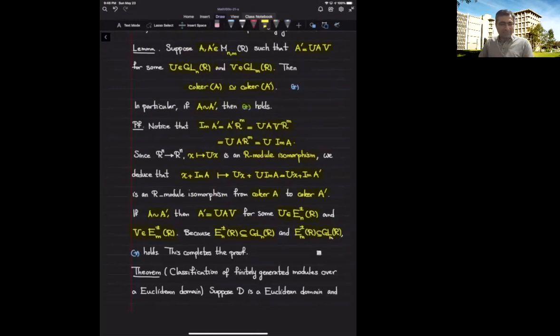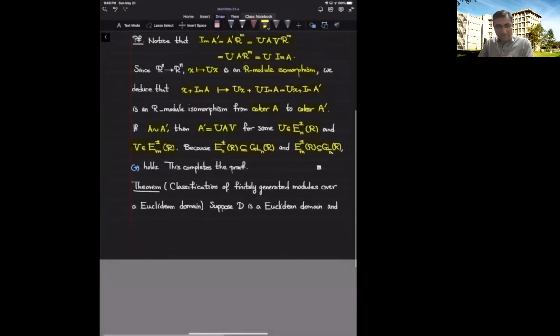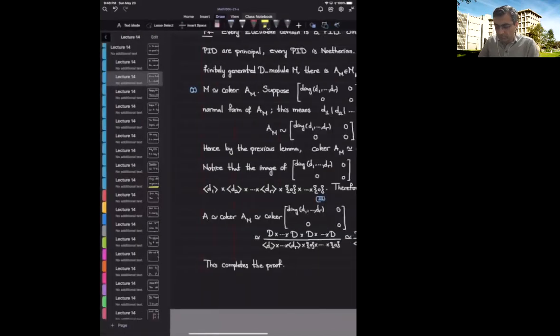Now let's go back to the question of classifying finitely generated R modules, at least when I have a nice representative in the equivalence classes of A's up to row and column reduction operations, namely Euclidean domains. So again, I'm trying to classify finitely generated modules over Euclidean domains. So suppose D is a Euclidean domain and M is a finitely generated R module.